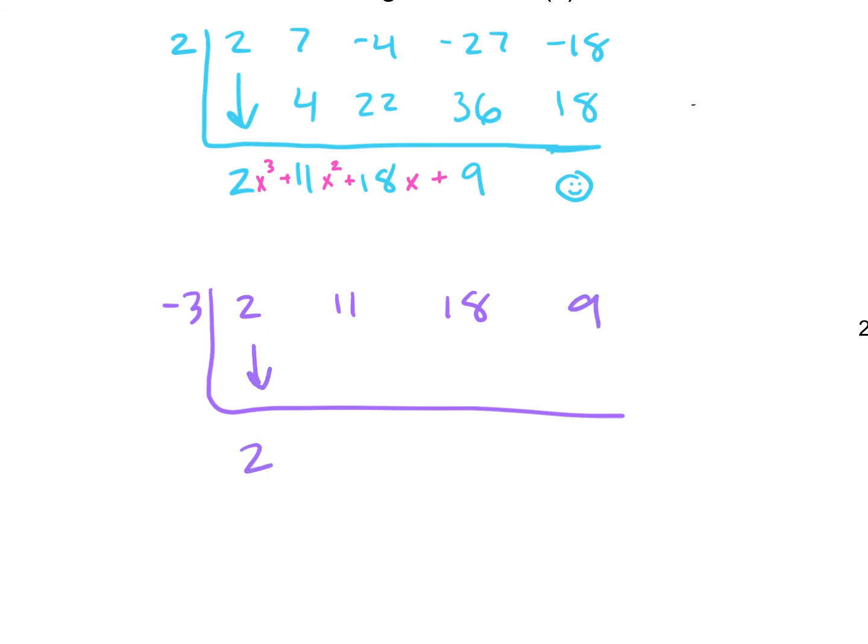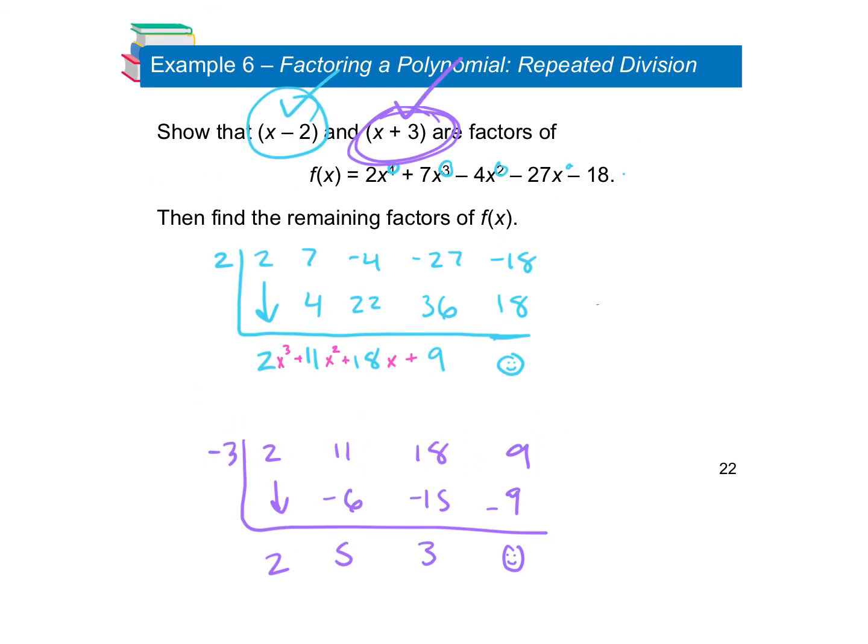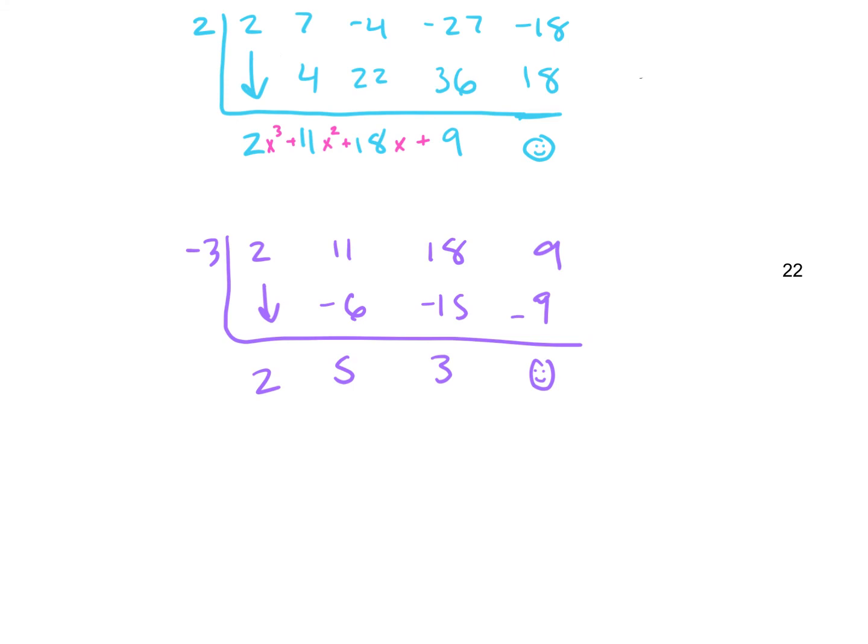Drop down the 2, multiply, add, multiply, add, multiply, add. And we get 0 again. So is x plus 3 a factor? Yes. Now it says find the remaining factors. So I'm going to use these new coefficients and break that down into the factors. So 2x squared plus 5x plus 3. I'm going to rewrite it down here: 2x squared plus 5x plus 3.